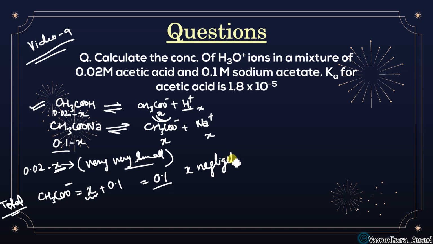समझ में आई बात क्या बोला मैंने? Since 0.2 is already small, तो इससे अगर हम x पार्ट घटाएंगे तो वो बहुत बहुत छोटा होगा. सो हम x को नेग्लिजिबल कर सकते हैं. दैट मीन्स x कुछ नहीं है यहाँ पे. सो यहाँ पे भी x कुछ नहीं है, तो जितना कंसेंट्रेशन ये होगा उतना CH3COO माइनस का होगा यहाँ पे. सो टोटल जो कंसेंट्रेशन हमारा मिलेगा वो क्या मिलेगा, CH3COO माइनस का 0.1.